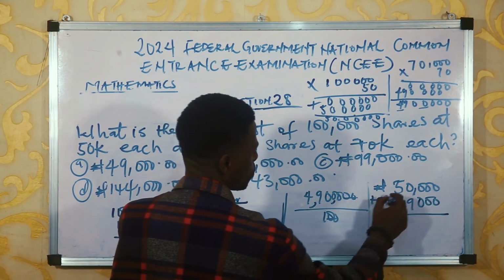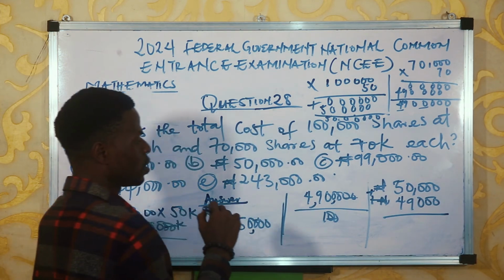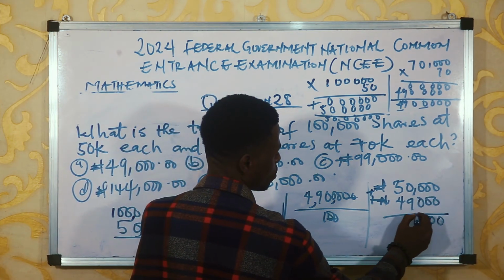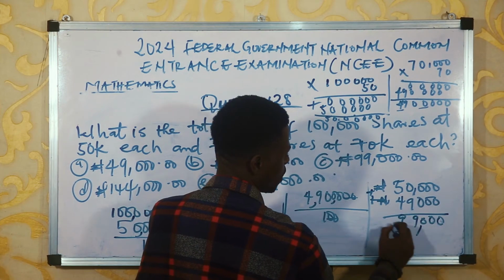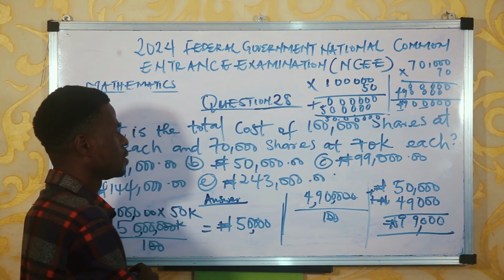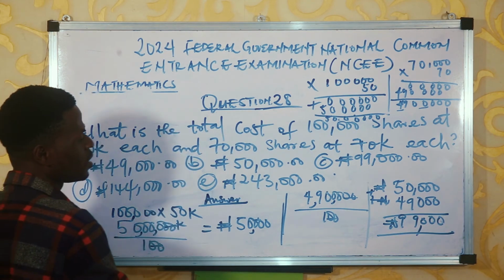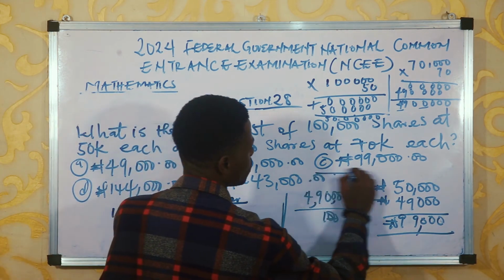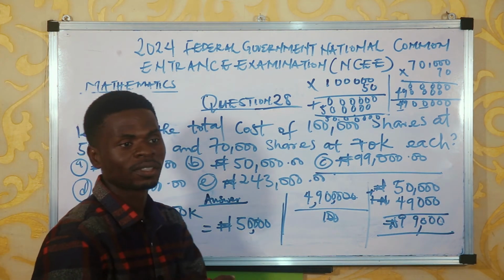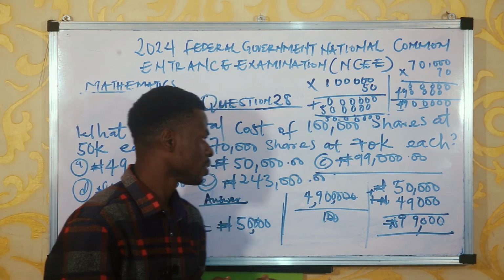When we add it together, because we're looking for the total, we now have 0, 0, 0, 9, 9. So our answer is 99,000 naira. So our option here is option C, which is 99,000 naira. So that's the answer. Thank you.